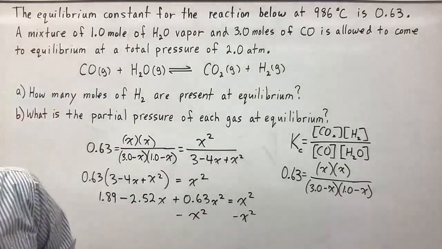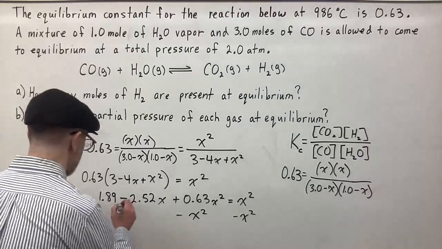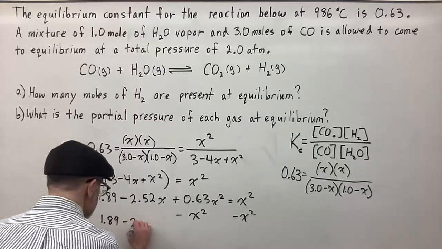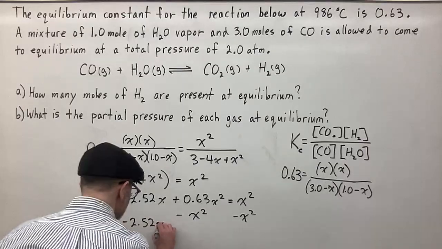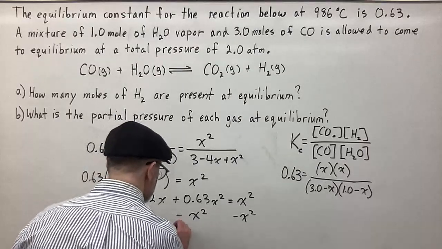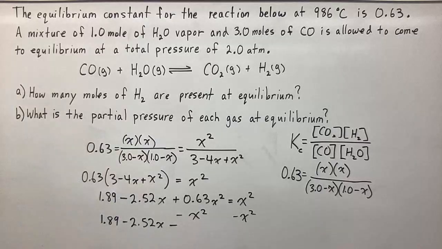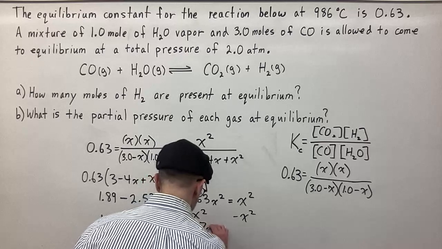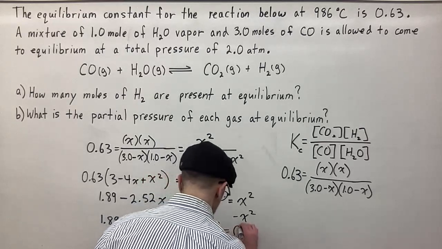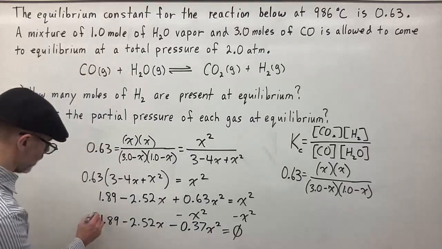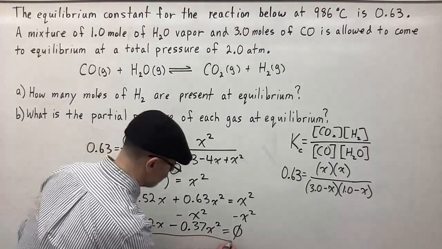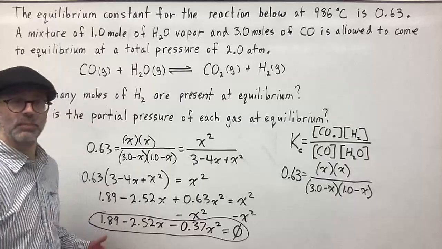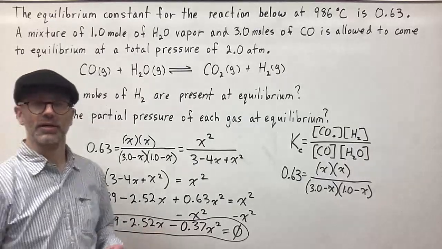And then finally we get 1.89 minus 2.52x minus 0.37x squared is equal to 0. So here we have our quadratic equation. And so now we need to put this into the quadratic formula. So stay tuned for that.